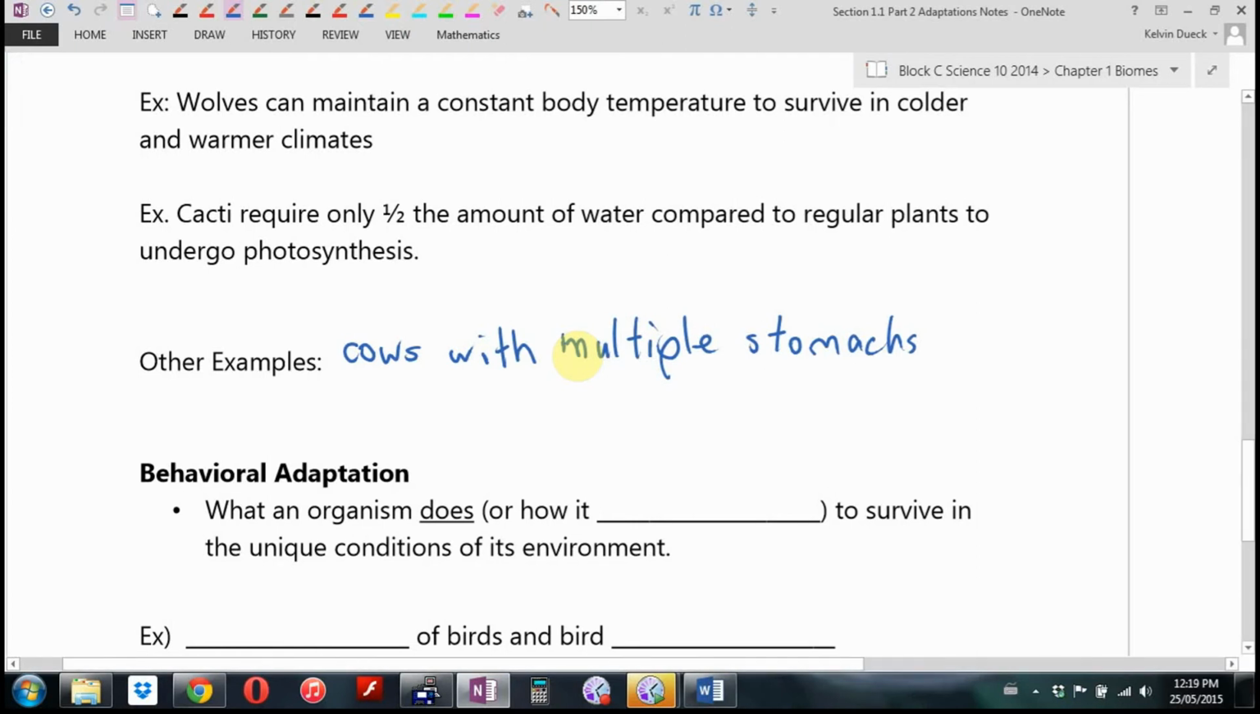Think of any others? Think stuff that changes on the inside of animals or plants to help them survive. Any other suggestions?